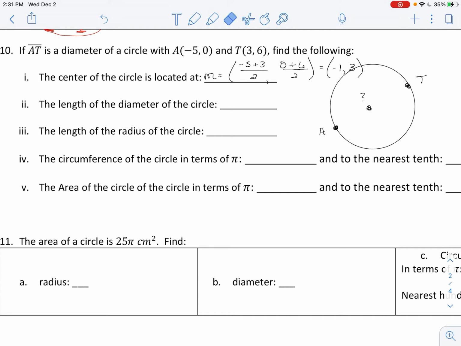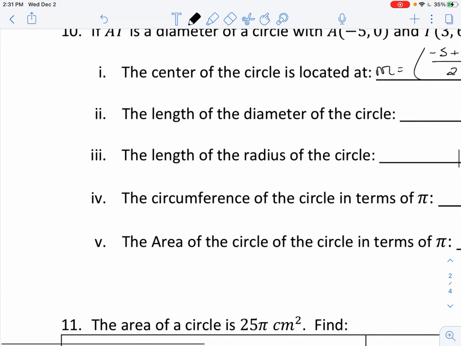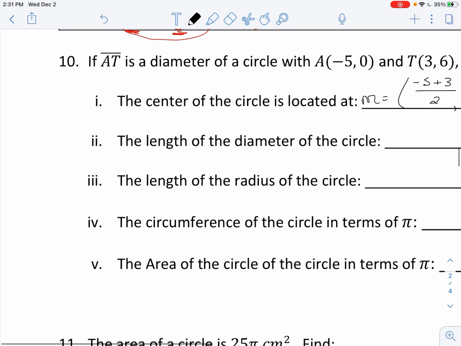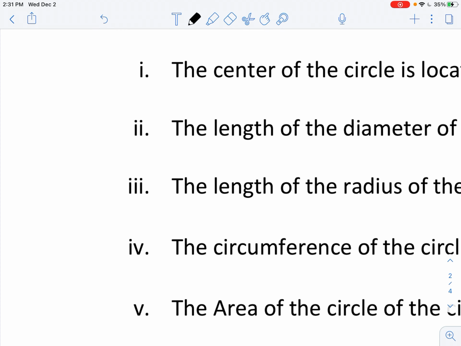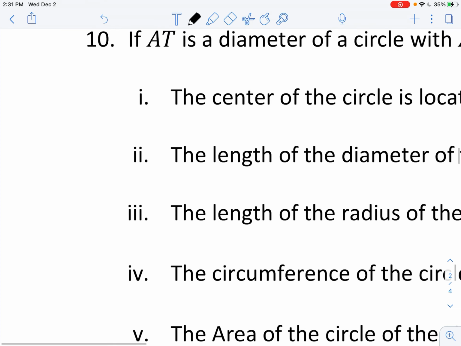Next, though, I don't want to know where the middle is. I just want to know, okay, well, if I did go straight across, what is this length? What's the distance across it? So I'm going to have to use distance formula here. So let me see if I can. -5, 3, 0, and 6. I might not have enough room, but I'm going to try.